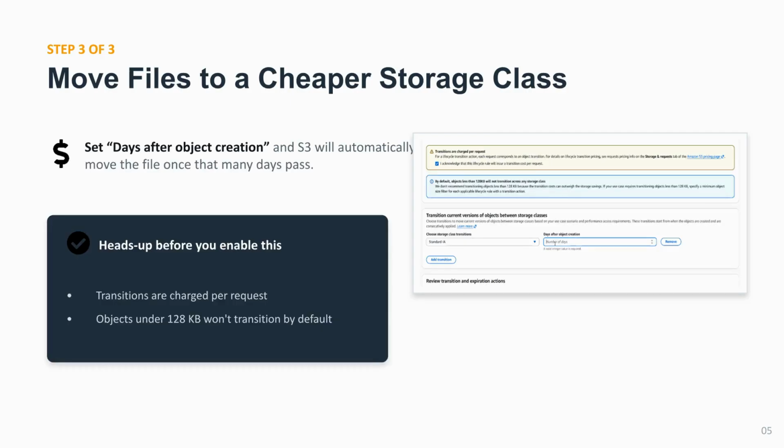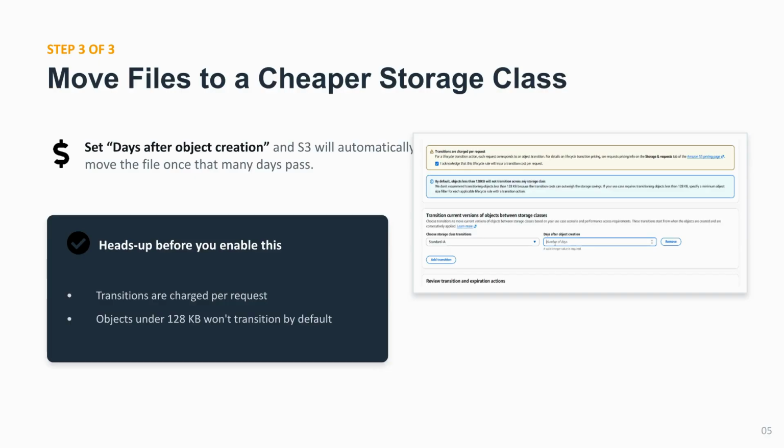Now we decide when the file should move to a cheaper storage class. This is controlled by days after object creation. For example, if we set 30 days, then S3 waits until the object is 30 days old, and then moves it automatically. This is very useful for production systems where data value changes over time. Recently uploaded data is usually accessed more often. Older data is usually accessed less. So we can keep new files in S3 Standard and move old files to cheaper tiers.